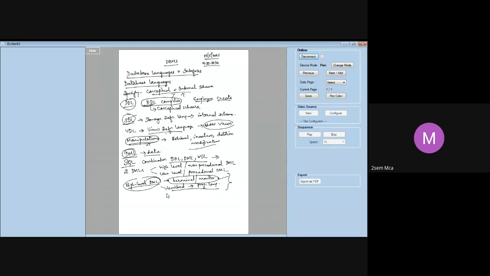Now, when you embed it in the programming language, what will happen? These DML statements have to be compiled by a pre-compiler, and then processed by the DBMS. Okay. Now, the next one is low-level DML, or the procedural DML. This low-level DML should always be embedded in a programming language only. That means you cannot enter it through any terminal. That is a low-level DML.